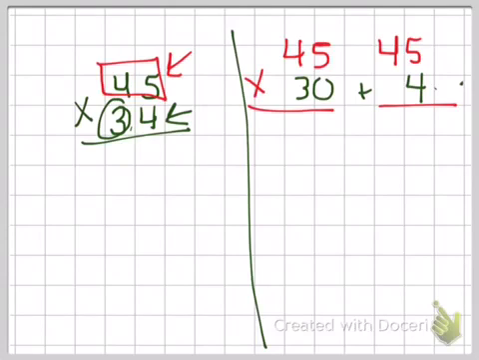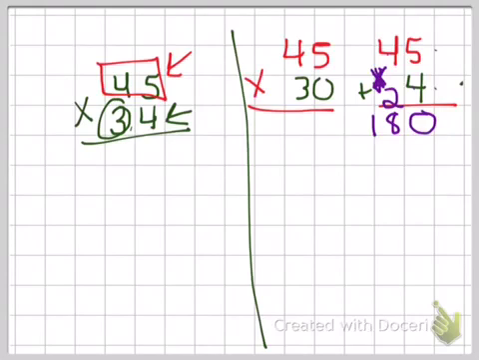So I go 4 times 5 is, you're right, it's 20. So I put the 0 down here and I carry my 2. And then I say 4 times 4 is, that's right, it's 16. And then I don't forget to add my 2. So 16 plus 2 is 18. So 45 times 4 is 180. So this is a multiplication sign. 45 times 4 is 180.